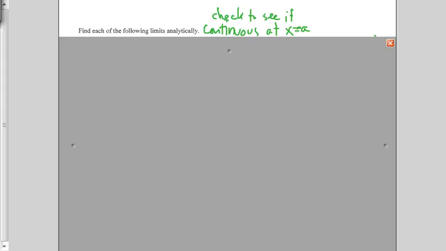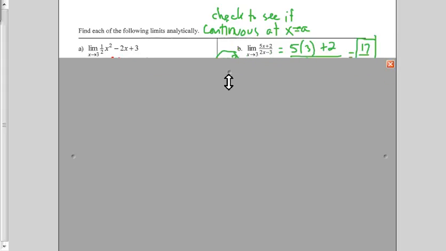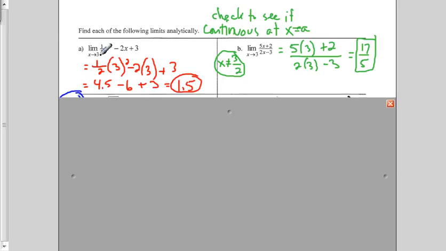All right, let's see how you did. So find each of the following limits analytically. And hopefully you noticed I have to, again, check each one to make sure as x approaches a that at that value it's continuous there. If it's not continuous, then the limit might not exist, and I can't use direct substitution. But if it's continuous there, then I can just use direct substitution. So again, a quadratic is always continuous, so I just use direct substitution, we get 1.5.